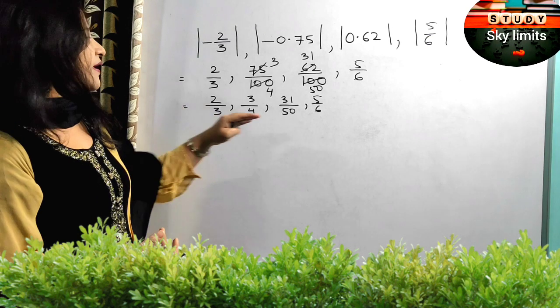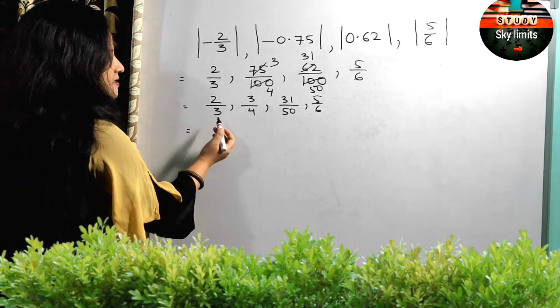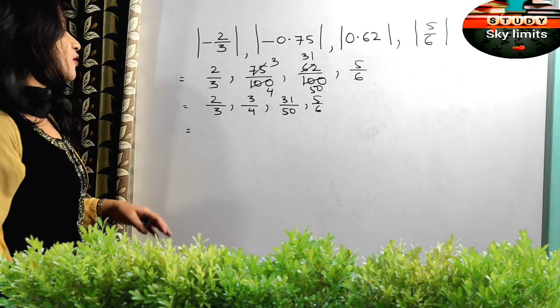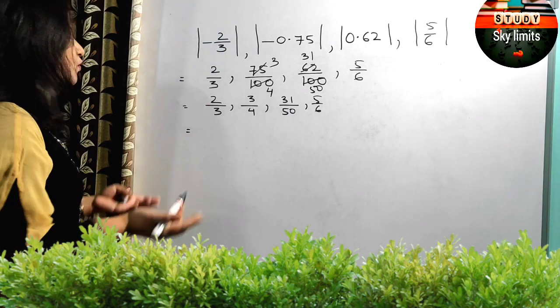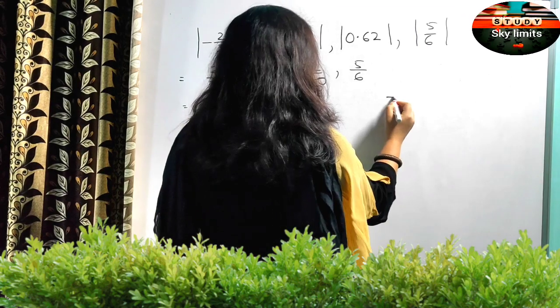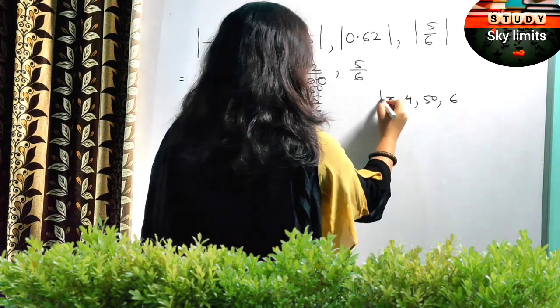Now you already know how to arrange in ascending order. It becomes very easy for us. So let us find the LCM. As we all know, everybody can find the LCM of 3, 4, 50 and 6. Very quickly you can find it by prime factorization or by the short division method, whatever you like. Let me show you once.